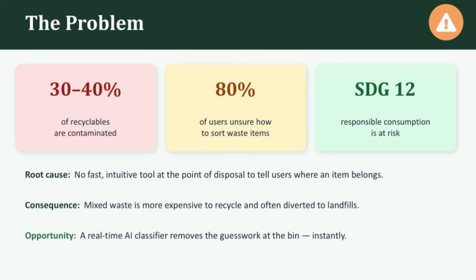So move on to the second slide. Nowadays, waste segregation is still a major challenge. Around 30 to 40% of recyclable waste becomes contaminated because people throw items into the wrong bin. In addition, approximately 80% of users are unsure how to sort waste correctly. The main reason is there is no quick and easy tool that tells users where an item should be disposed.